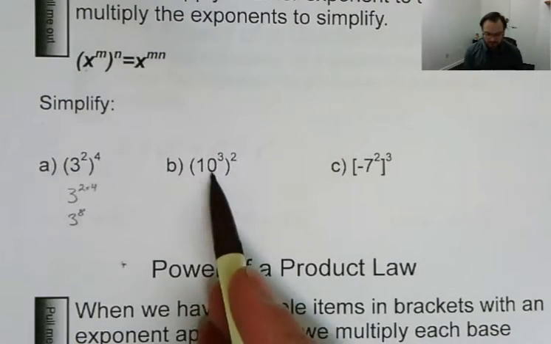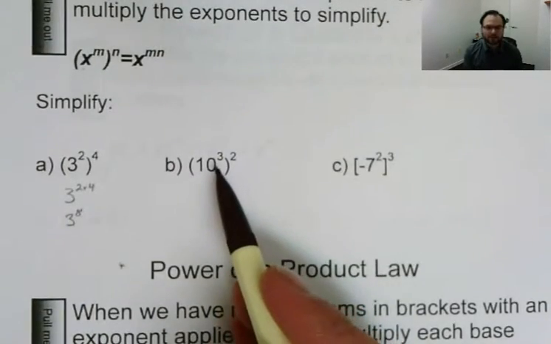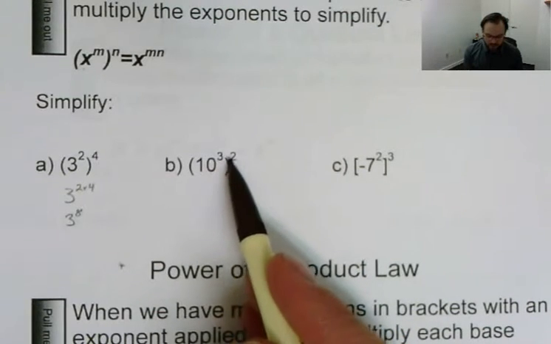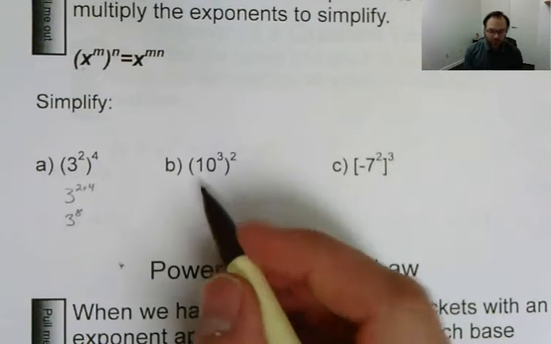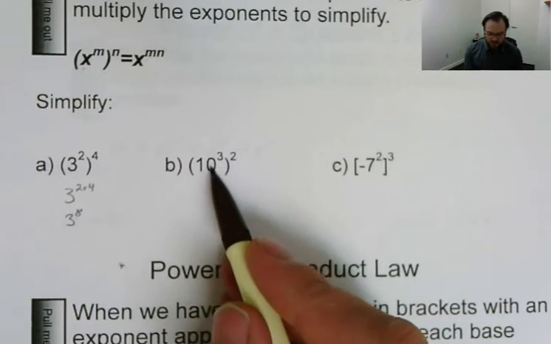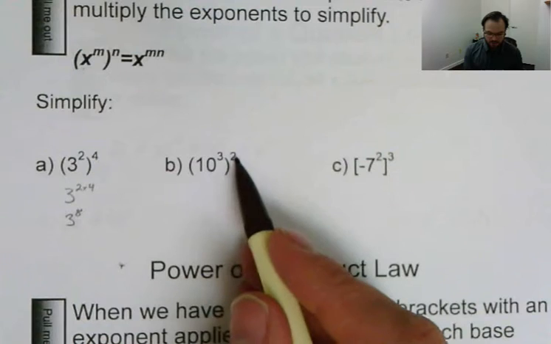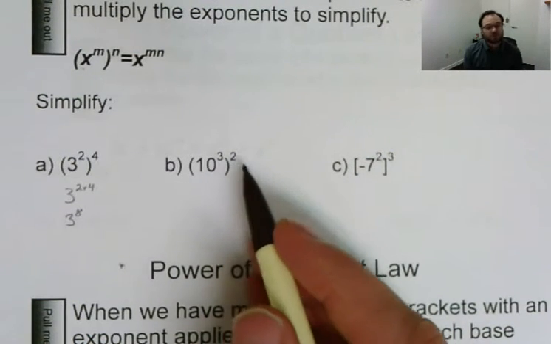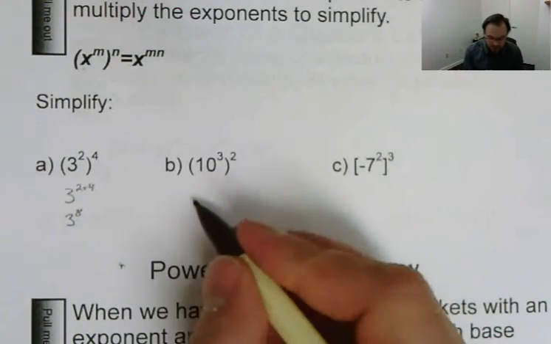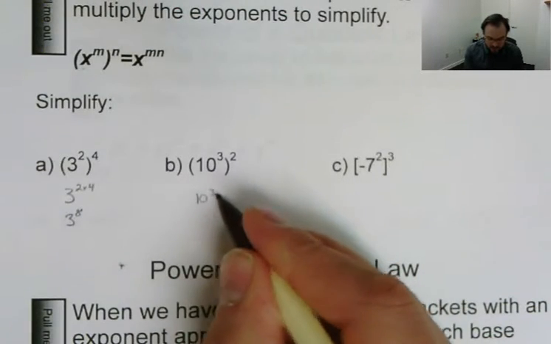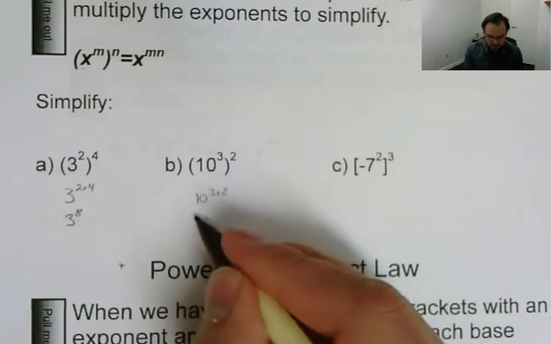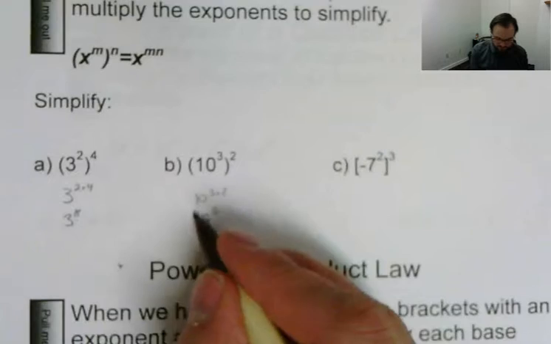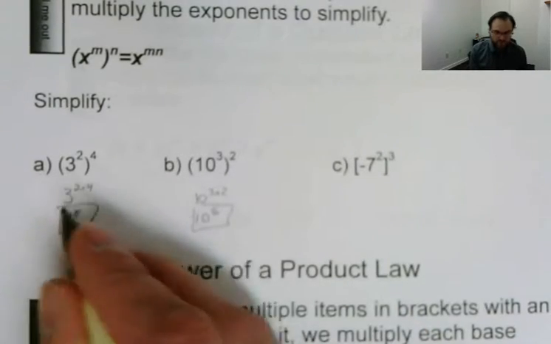Let's look at this next one here, b. I have 10 cubed squared. Well, we have a power to another power. So that means we must multiply these. Because that's like saying we have 2 groups of 3 10s. Groups of 3. As soon as we say groups of 3, that's multiplication. So it's 10 to the 3 times 2, which is 10 to the power of 6 as my answer. Okay?